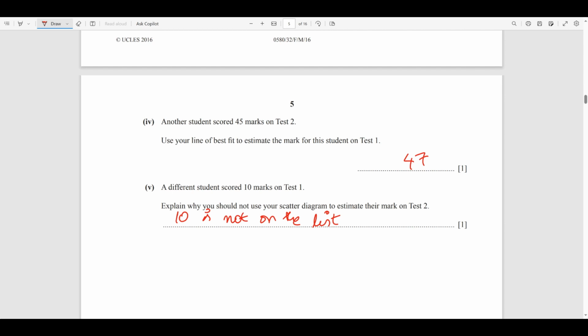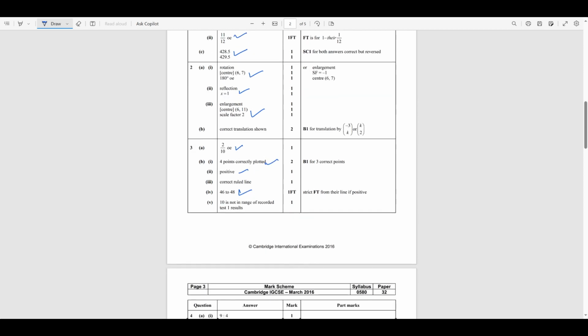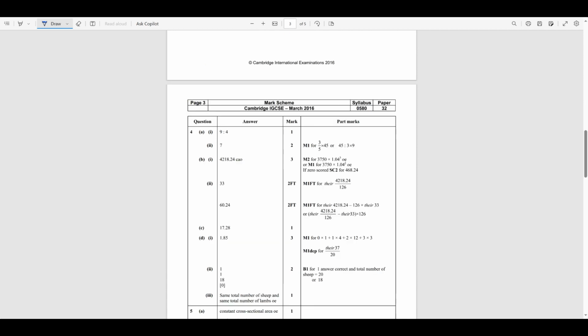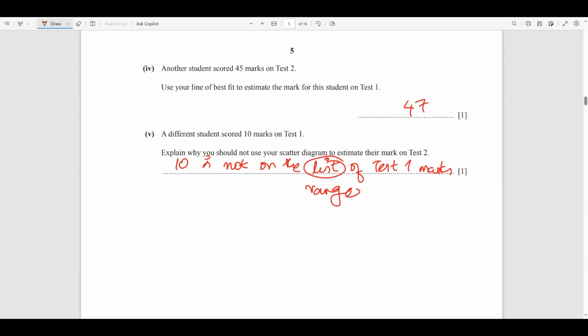List of what? List of test 1 marks, right? So you can say that the answer is 10 is not in range of recorded test 1 results. Yeah, it's the same thing. Okay, so it doesn't come in the range. I think instead of list, range is better because I said it, but I did not write it. I'm sorry. So range is better, yeah.